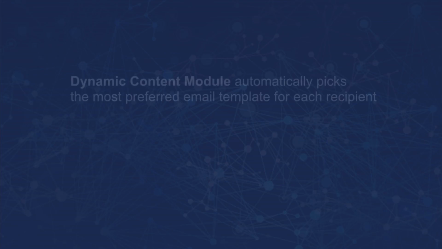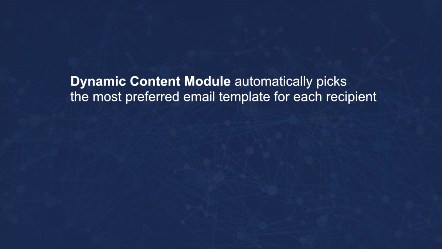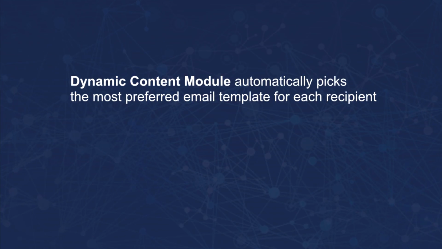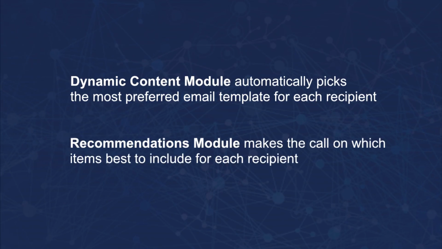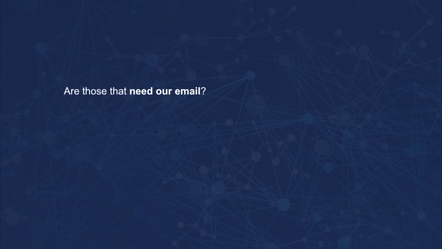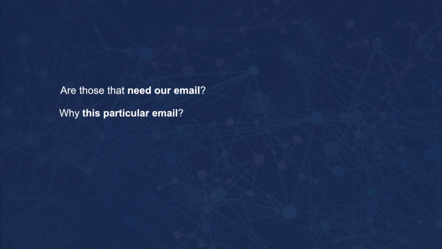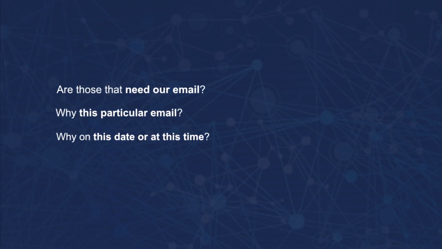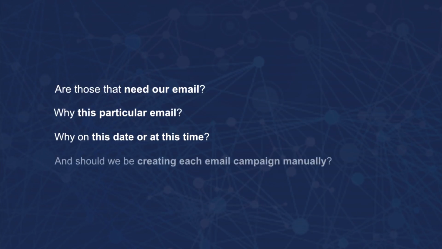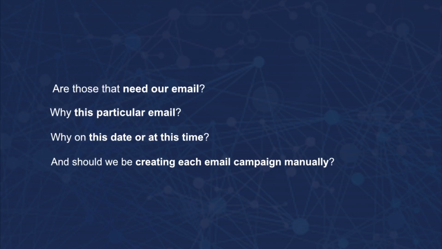Therefore, the dynamic content module automatically picks the most preferred email template for each recipient. And the recommendations module makes the call on which items best to include for each recipient. But how do we know that those are the recipients that need our email? Not only any email from us, but this particular one. Why on this date or at this time? And should we be creating each email campaign manually?